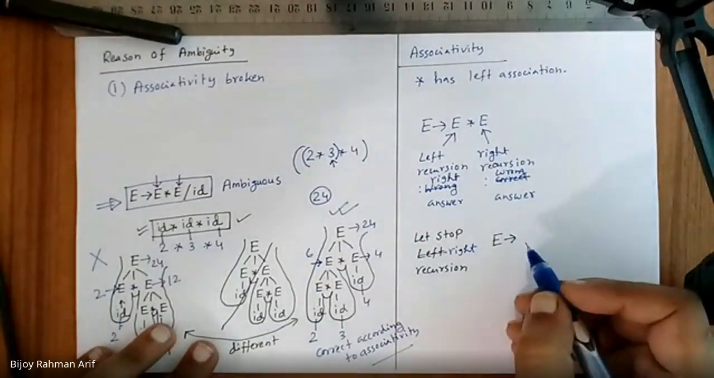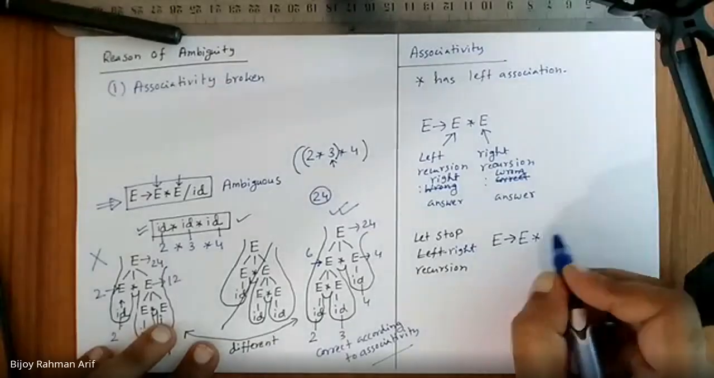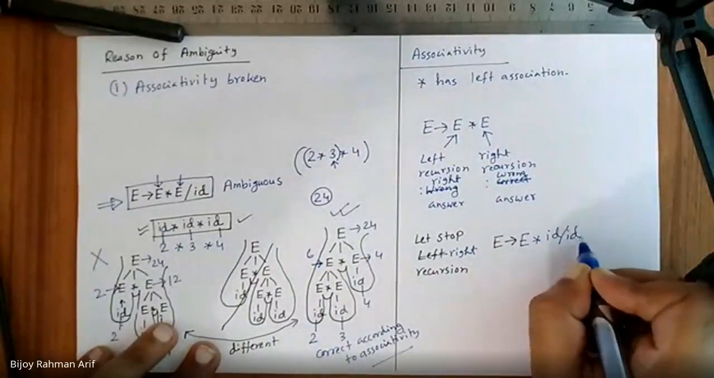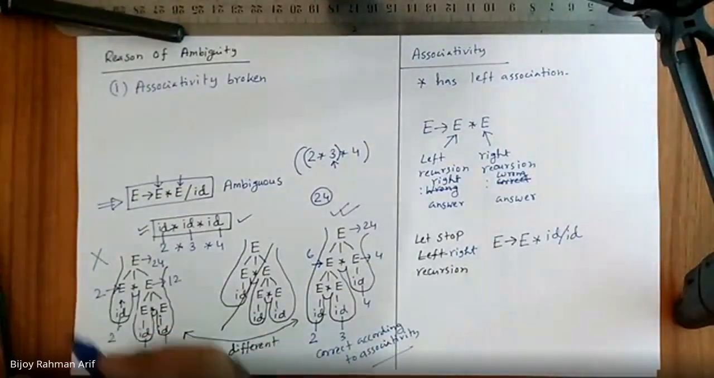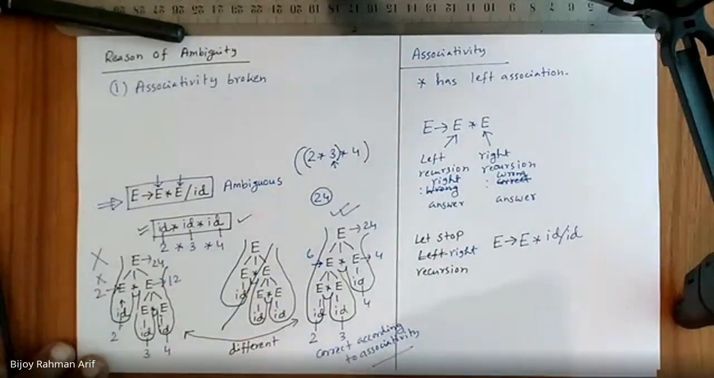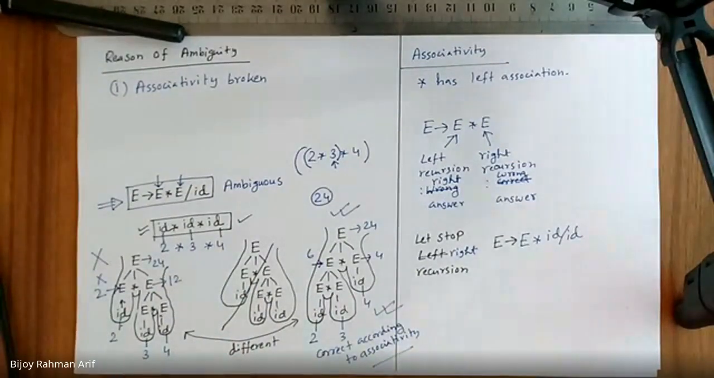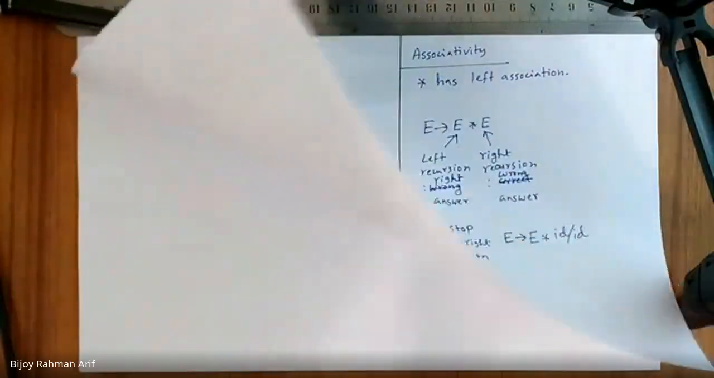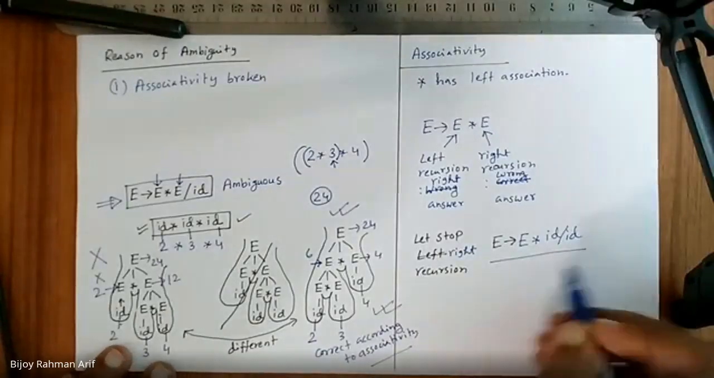How can we stop the right recursion? E star T. Here we are stopping, just put T, the terminal, which is nothing but ID. Now see what happened. Now there is no more this one, so we got only this one. Now our associativity problem is solved. Is it clear to you? Now this grammar also becomes unambiguous.